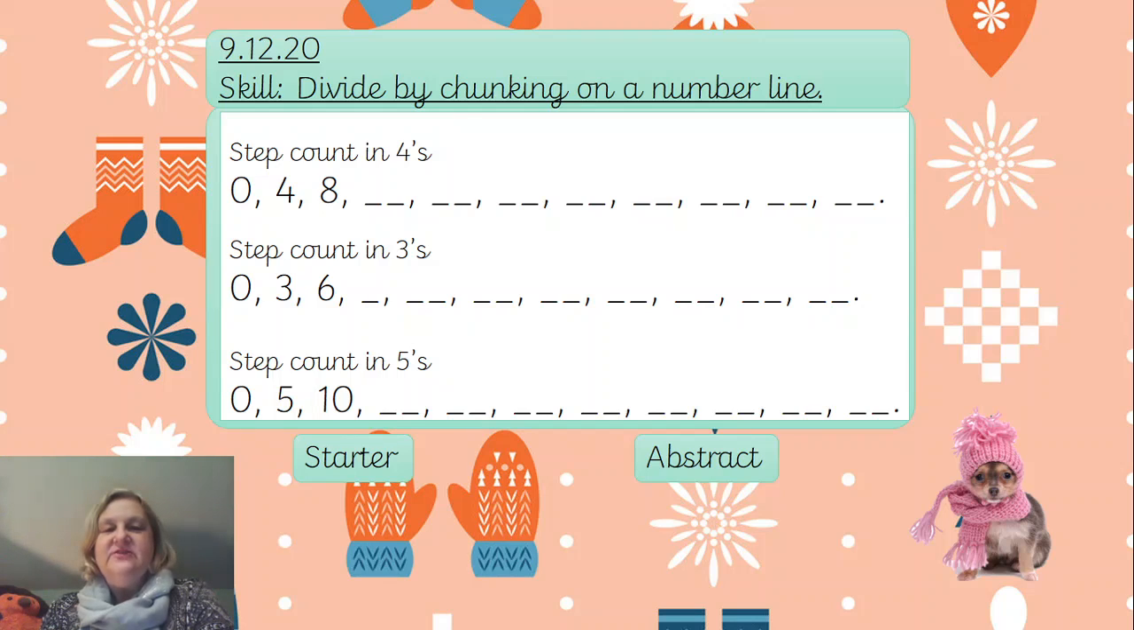Okay, step counting in 3s now. 0, 3, 6, 9, 12, 15, 18, 21, 24, 27, 30, and that's 10 lots of 3 is 30. Now we're going to step count in 5s. 5, 10, 15, 20, 25, 30, 35, 40, 45, 50. So that's 10 lots of 5 is 50.